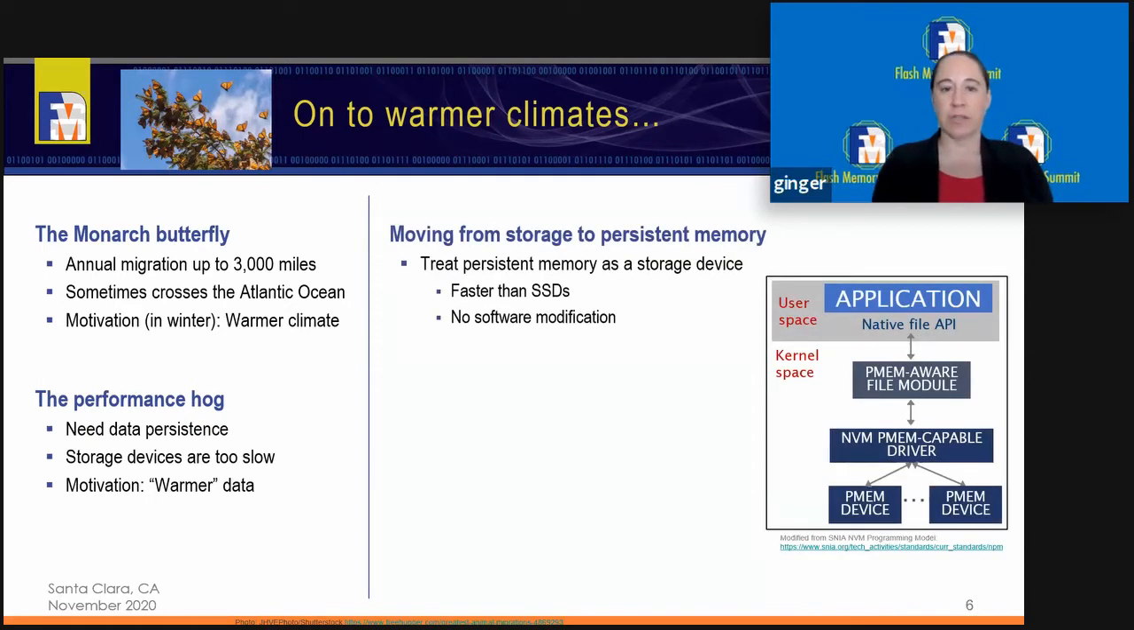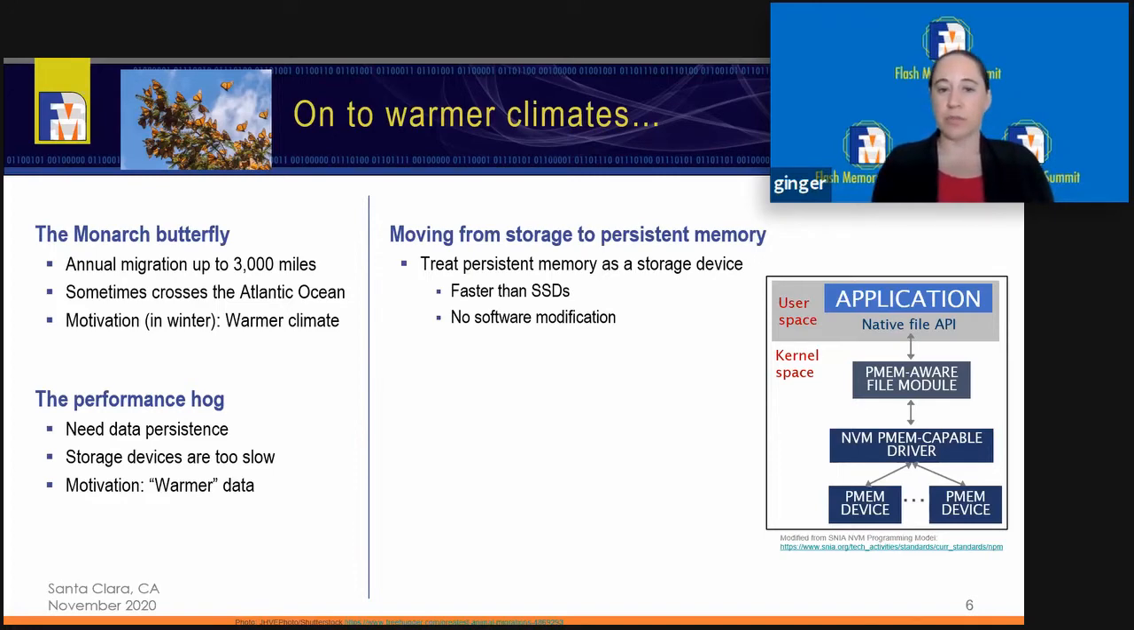So in this case, what you would be doing to migrate is to move from a storage device to persistent memory. And there's a couple ways to do this, but I'm going to talk about the one where you treat persistent memory as if it is a storage device. You mount it on your system, you put a file system on it, and you just use it as if it was a regular SSD.